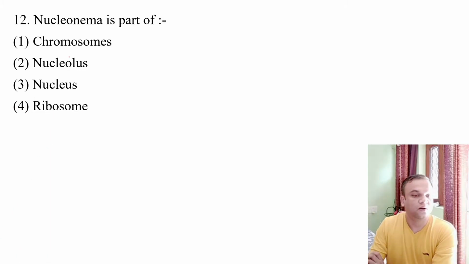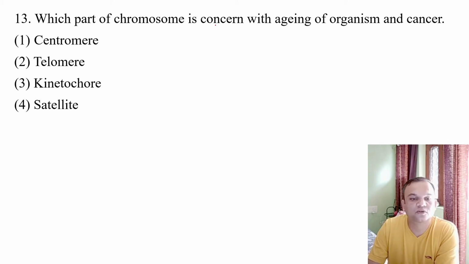The next question says, Nucleonema is a part of. Ribosomes which are formed in the nucleolus appear to be string-like or bead-like structures on a string, and that forms the structure called nucleonema, and that is why they are found in the nucleolus. Next question is, which part of the chromosome is concerned with aging of organism and cancer? The ends of the chromosomes are called the telomeres, and they are specific for a particular organism or individual, and any change or increase in the telomere number may result in cancer, and that is why telomere will be the answer for this question.